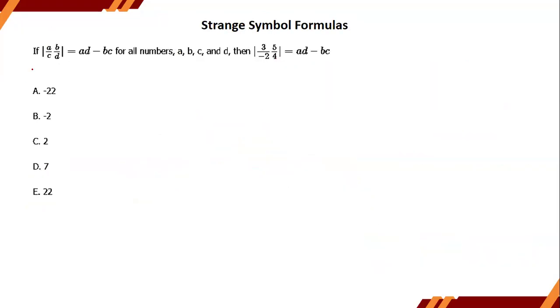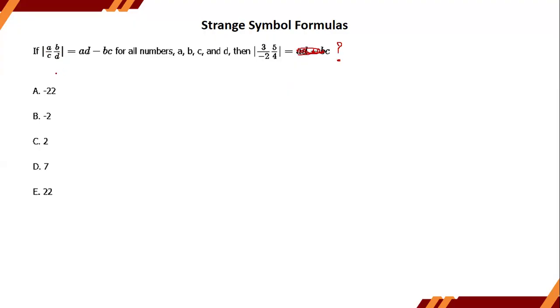So coming to the next question, if the symbol of A by C, B by D is equal to AD minus BC for all numbers A, B, C, and D, then 3 by minus 2, 5 by 4 is what, right? So, okay, this is equal to what? That's what the question is asking for. Now, we know that we have some strange symbol here, right, like absolute values. Of course, this is not the absolute values, and this is not even a matrix or a determinant. Okay, so do not get confused, right? We do not have all those on GMAT.